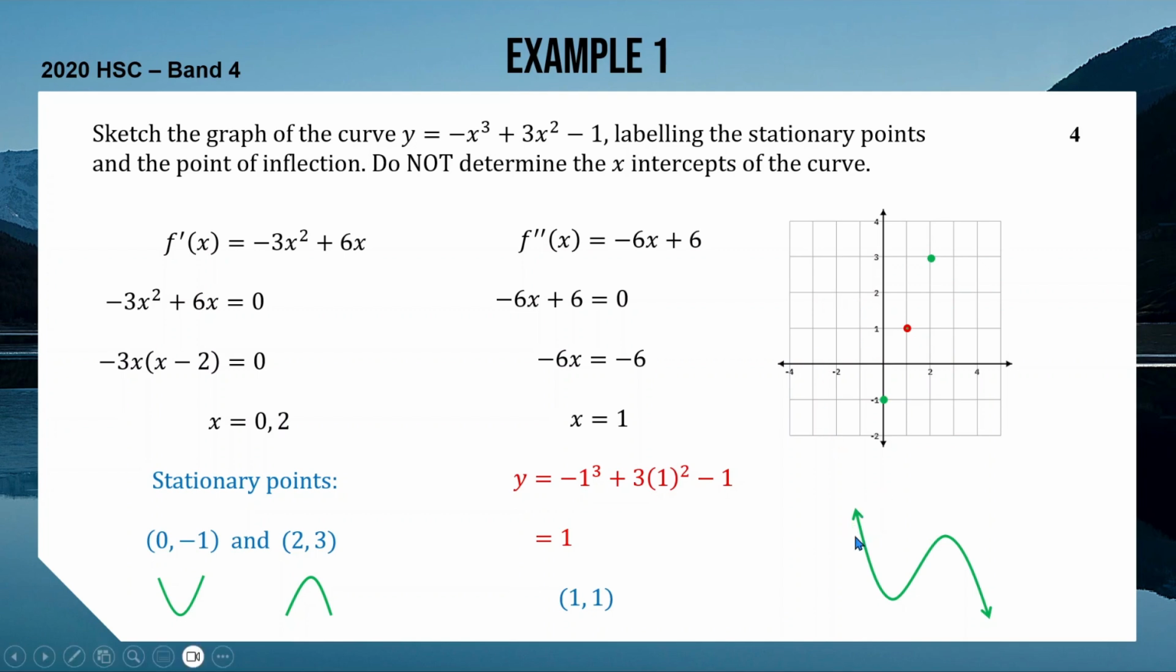Okay, so we're going to do this green shape going through these points. We're going to go down here. We don't really care about the x-intercepts. We don't need to label those at all. That's not where the marks are for this question. The marks are for the stationary points and the inflection point and the shape.